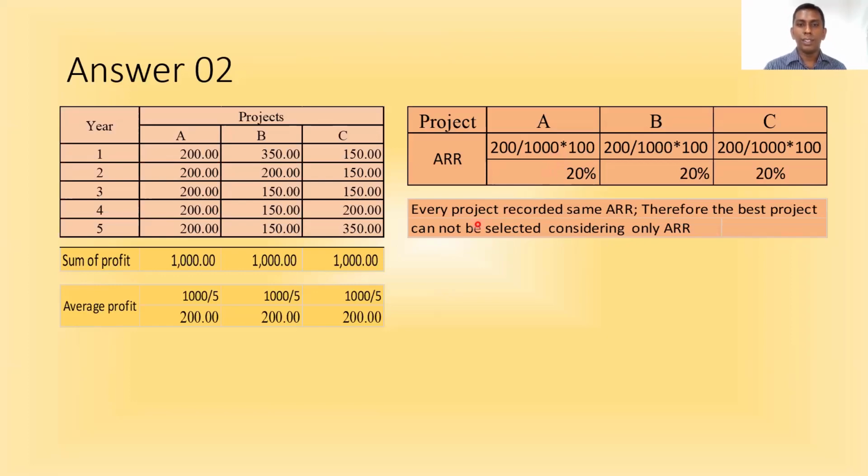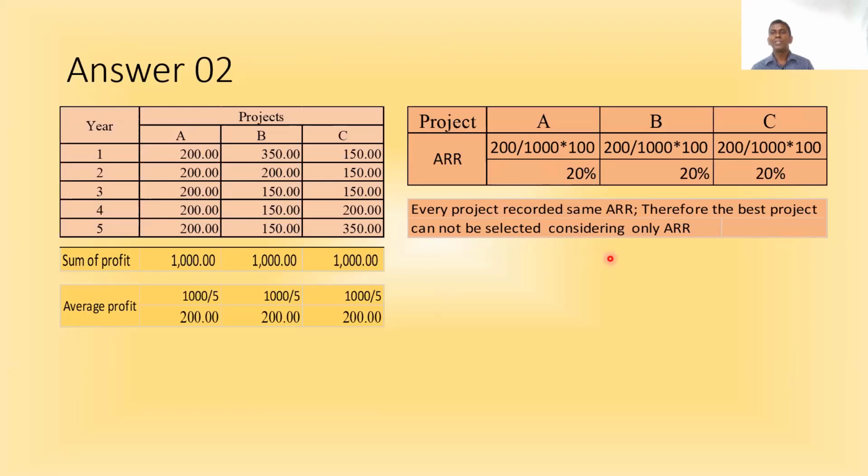Then look at the decisions. Every project records the same amount of ARR, right? Therefore, the best project cannot be selected considering only ARR. Each and every project generates 20% ARR. Therefore, whatever our target ARR is, now we have a kind of problem. So suppose, my students, our target ARR is 15%, right?